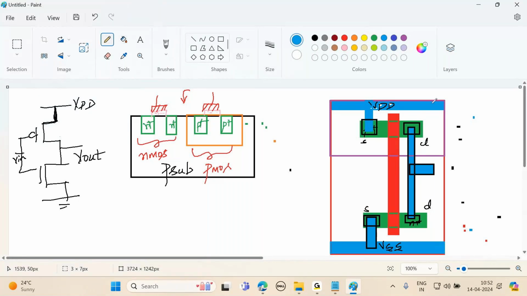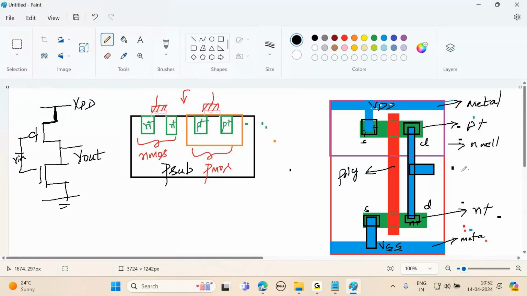This is metal. This is P plus. This is N plus. This is poly. Again, this is metal. This is N well. And this red color, this outer boundary, is P substrate.